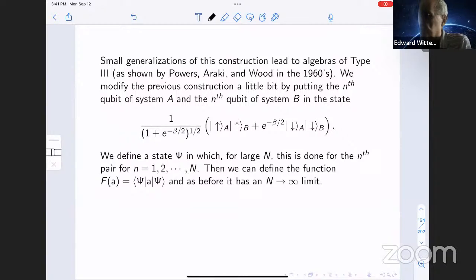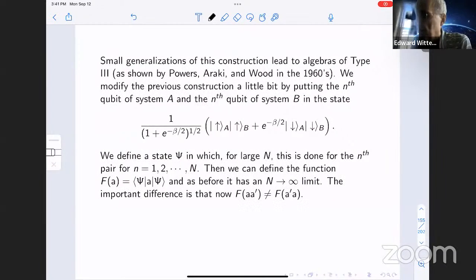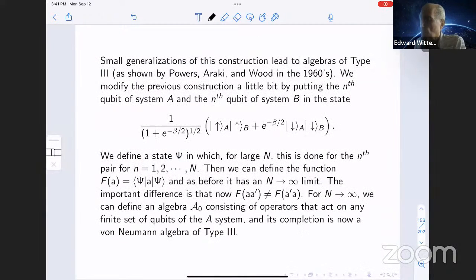Everything I said before is still true, except it's not true. The only thing which is not true is that it's no longer true that f of a prime equals f of a prime a. So we can still take the large n limit and define an infinite algebra, but this infinite algebra does not have a trace. What we get this way is an algebra of type 3.